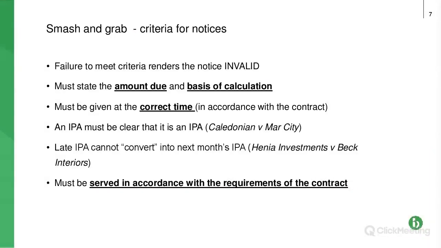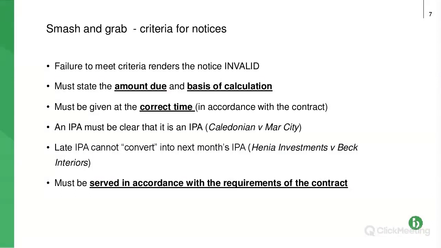In this case, it was in a totally different format to previous ones that had been submitted, and the court said, actually, no, it wasn't clear that it was an interim payment application. It was a different format to previously used. It didn't expressly say it was an interim payment application, etc., etc. So, the lesson there with your IPAs is, keep that same format. If you're changing the format, be really clear.